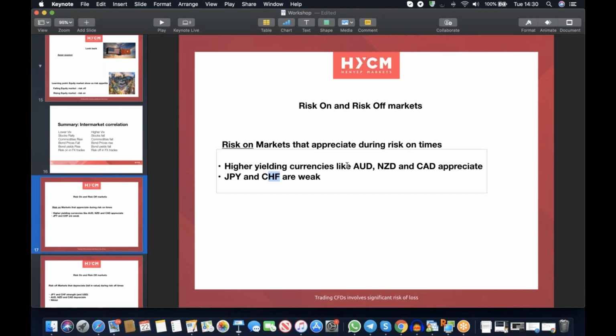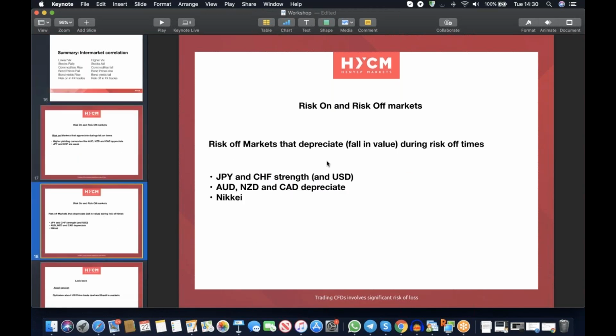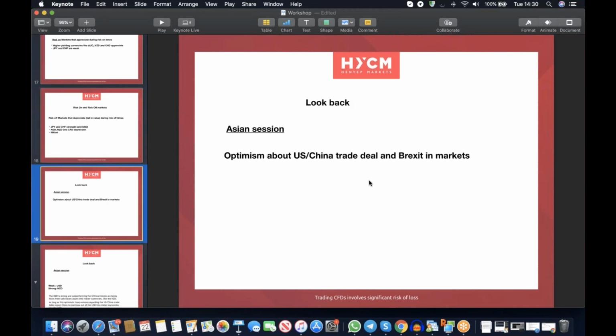Okay, so we'd expect that risk on mood to carry on for the rest of this session, in this US session, subject to, obviously, bad Brexit news out at 7 o'clock this evening, and subject to any poor US-China trade developments. In a risk-off market, we have yen and Swiss franc strength and US dollar strength, and we have Australian, New Zealand dollar and Canadian dollar depreciating, and the Nikkei tends to fall in value as well. So that's something to be very aware of.